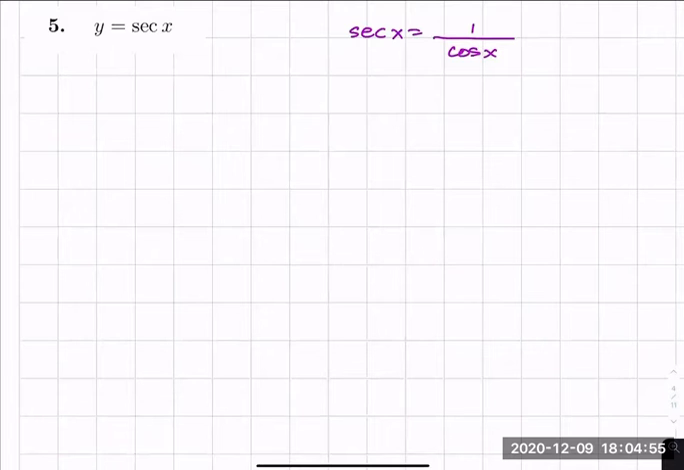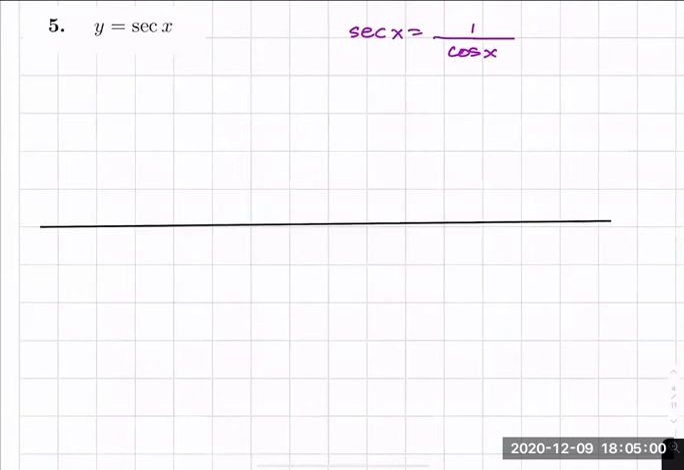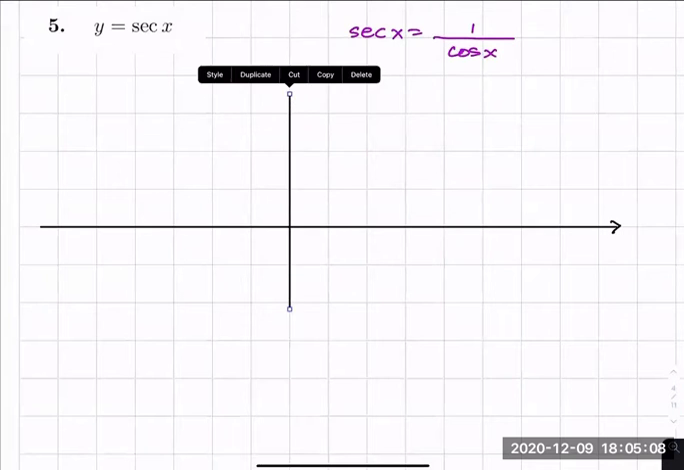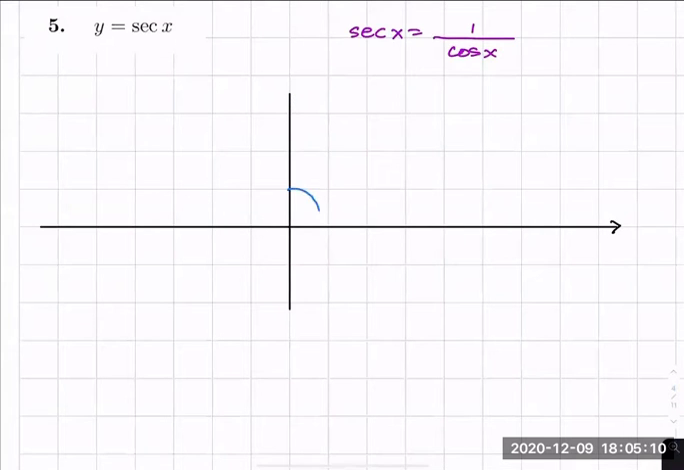And what we do for this is we simply sketch the graph of cosine x. So we sketch the graph of cosine x. Let me do maybe 2 cycles like I'm showing here. And then let me go ahead and label those key points.